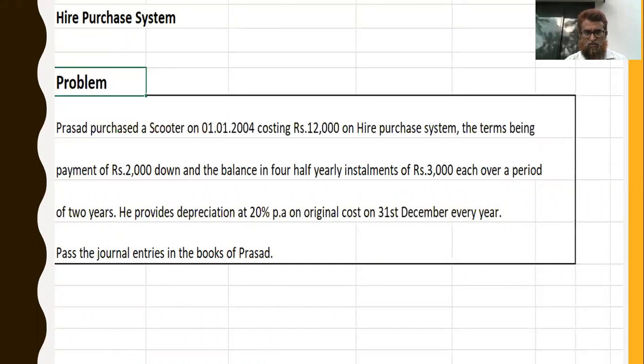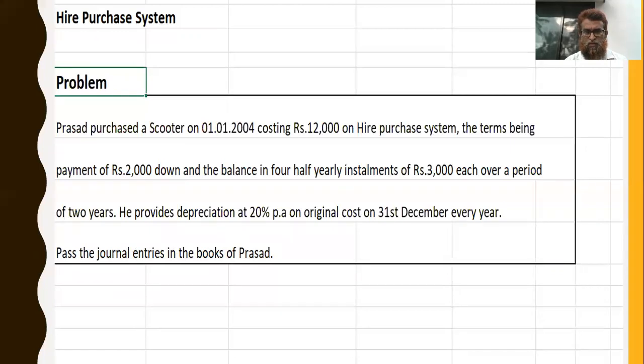The problem is seen on the screen. I will read out the problem. Prasad purchased a scooter on 1/1/2004 costing rupees 12,000 on hire purchase system. The terms being payment of rupees 2,000 down and balance in 4 half-yearly installments of rupees 3,000 each over a period of 2 years. He provides depreciation at 20% per annum on original cost on 31st December every year. Pass journal entries in the books of Prasad.